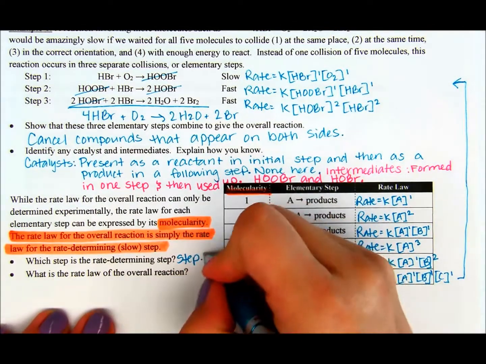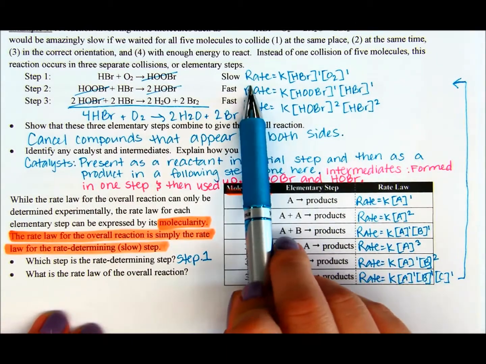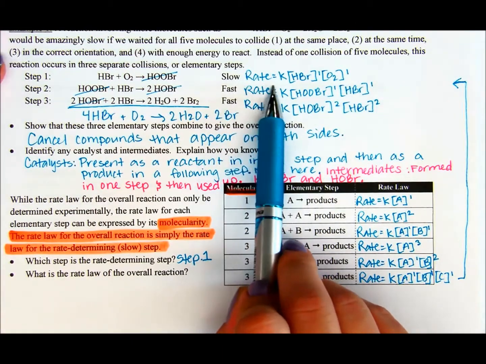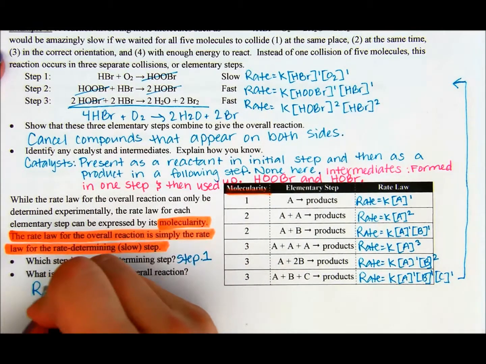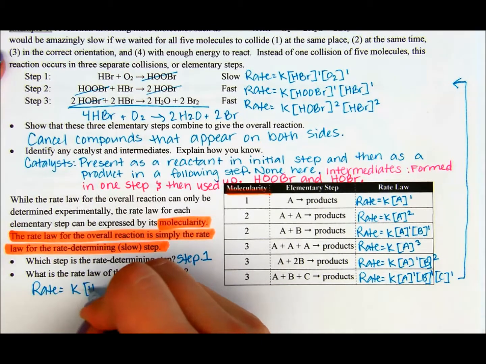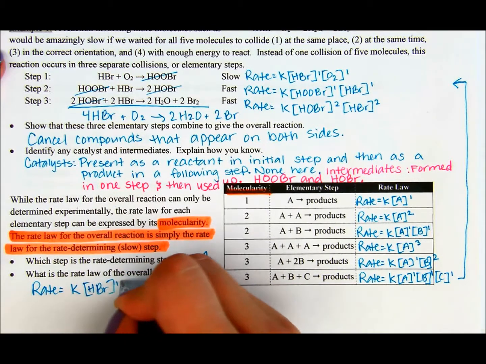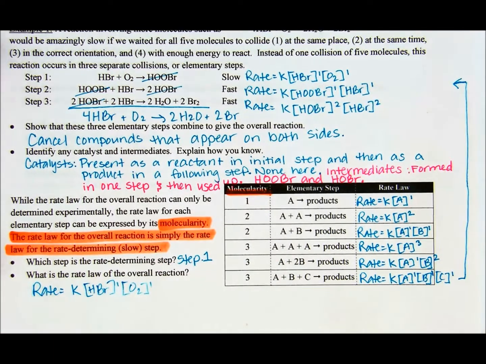And what's the rate law for the overall reaction? Well, it's the rate law for the slowest step. So we find the slowest one. I wrote my rate law. That's the rate law for the overall reaction. So rate equals K, HBr to the first, O2 to the first. And that's our rate law for our overall reaction.